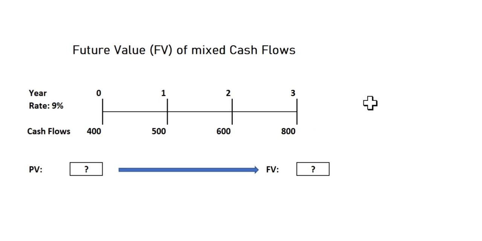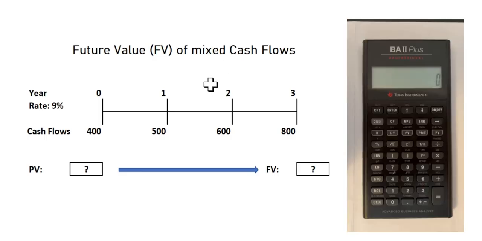We are going to use the BA II Plus calculator to calculate the future value of mixed cash flows. Here we've got a series of cash flows, 400, 500, 600 and 800, and we want to know what happens when these mixed cash flows grow all the way up to the end of year 3.